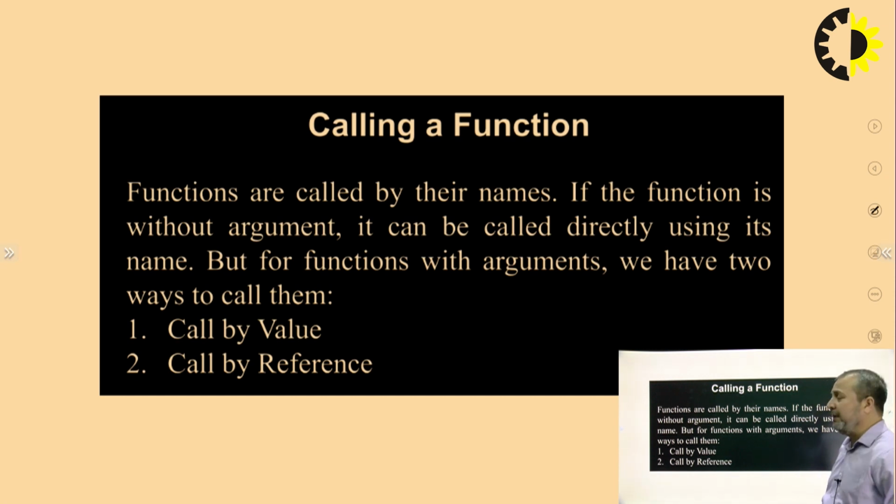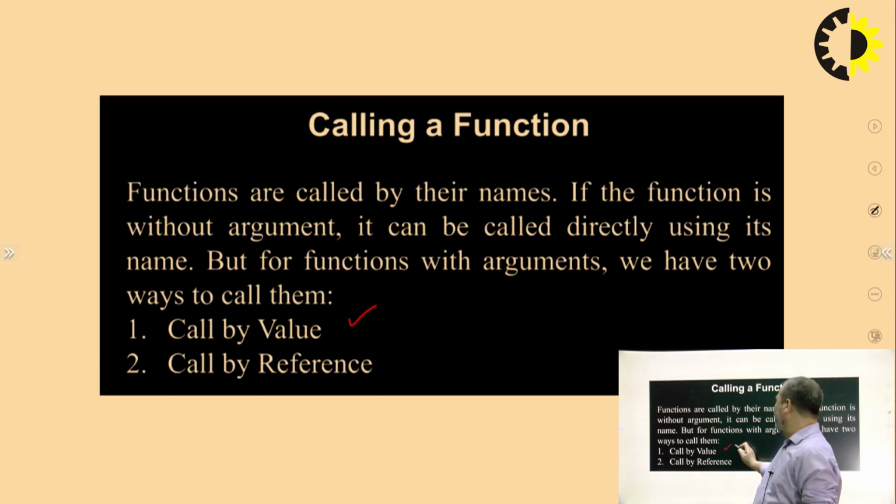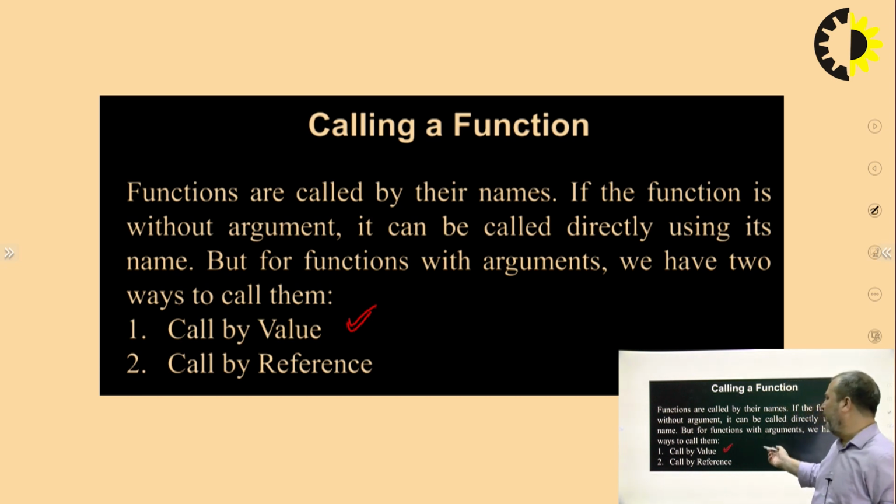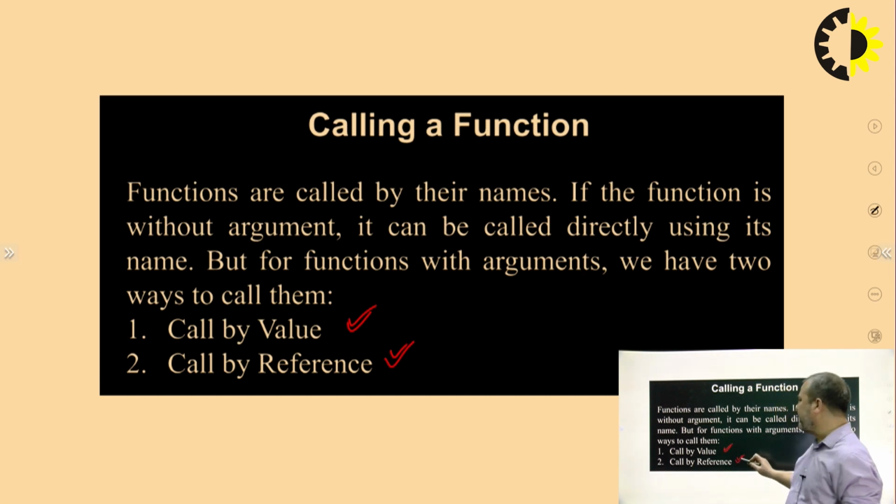Now, how do we call a function? Either by passing the value to the function, or by passing the address of the variable or of the data which you want to pass. So function calling could be of two types: one is call by value, second is call by reference. In call by value, we simply pass the value of the variable to the function, and in call by reference, we pass the address of the variable or the data which you want to pass to the function.